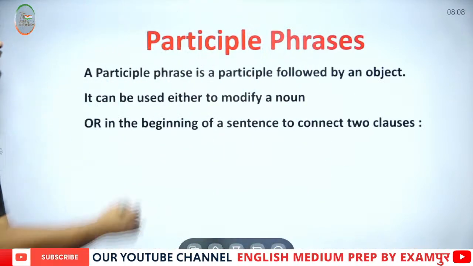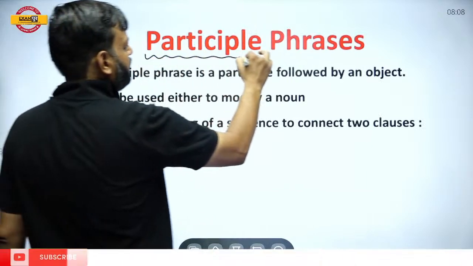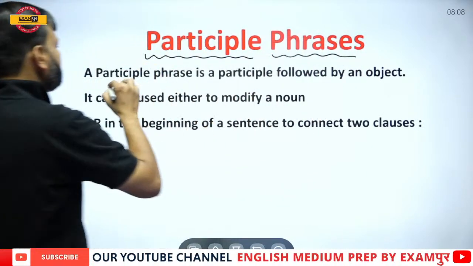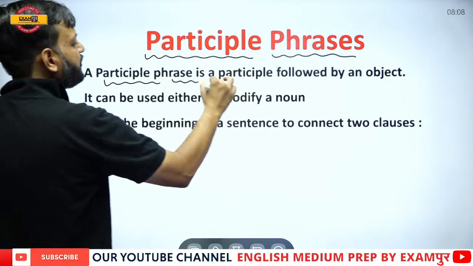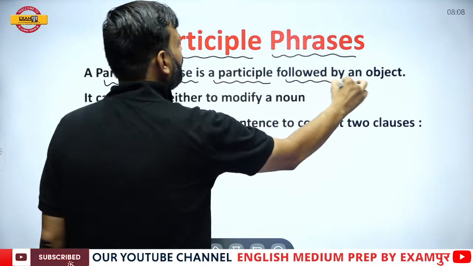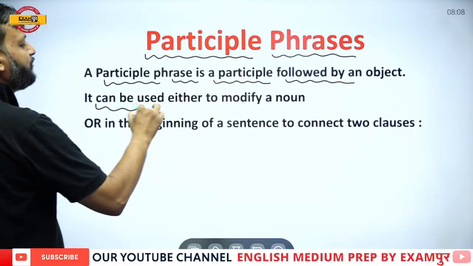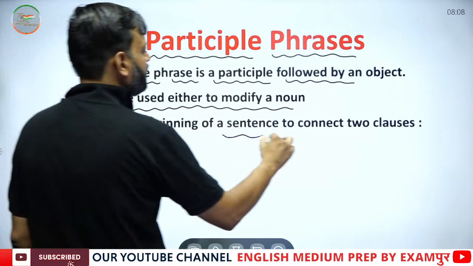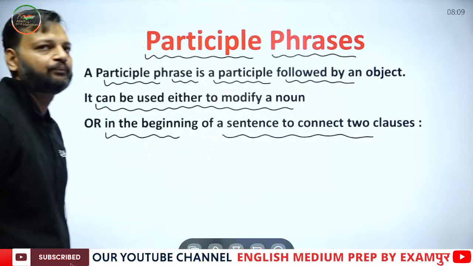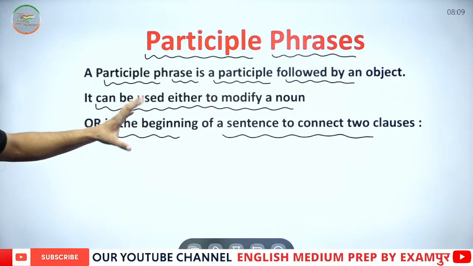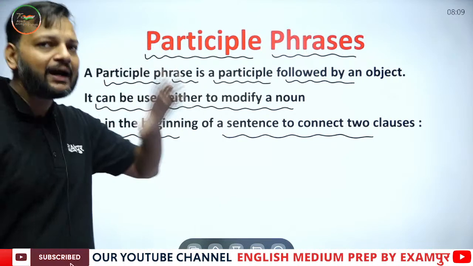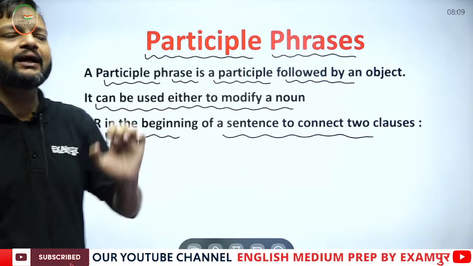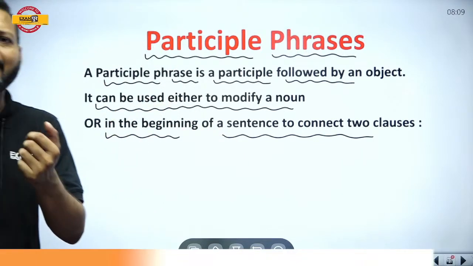Okay, so what is a participle phrase? See, a participle phrase is a participle followed by an object. It can be used either to modify a noun or in the beginning of a sentence to connect two clauses, right? What is a participle phrase? A participle phrase is a participle followed by a noun, followed by an object.